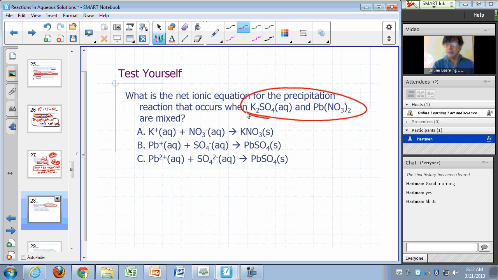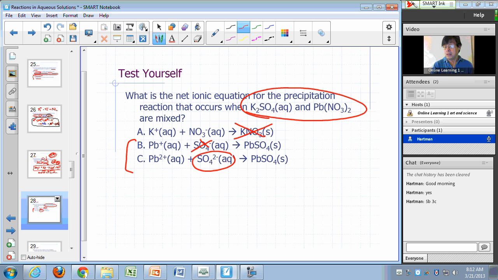Very good that you all say A is not correct. You're not going to get a precipitate that has potassium in it. All compounds containing potassium, according to your solubility rules, are soluble. So it's a choice between B and C, and it's a matter of knowing what the correct formulas are. Sulfate is SO4 with a negative 2 charge. Sulfate doesn't have a negative 1 charge.